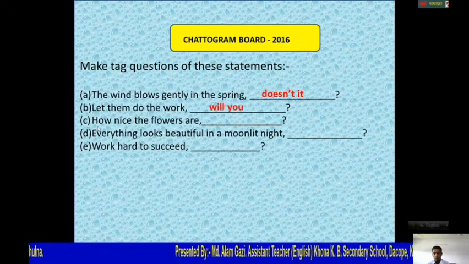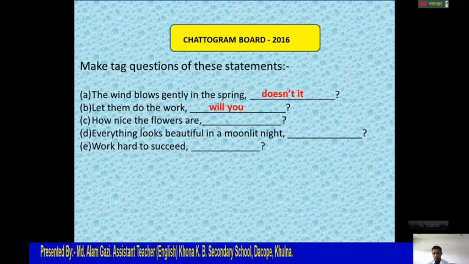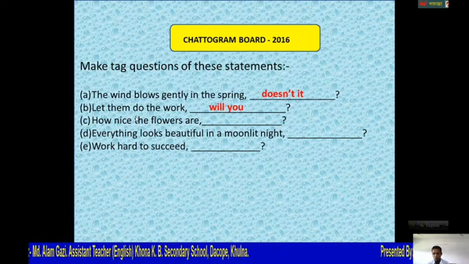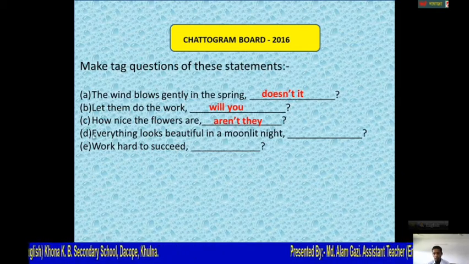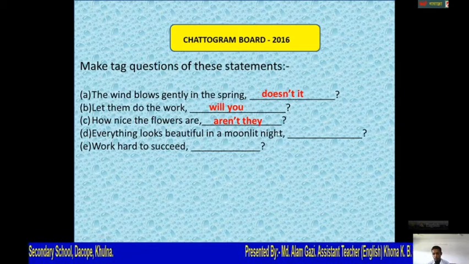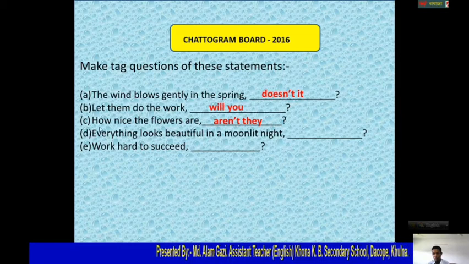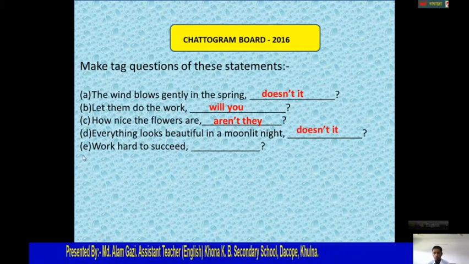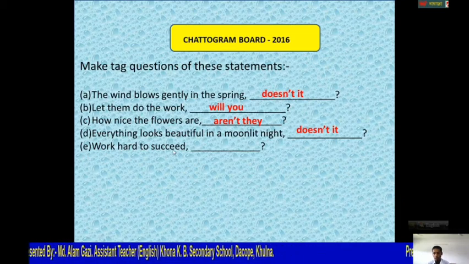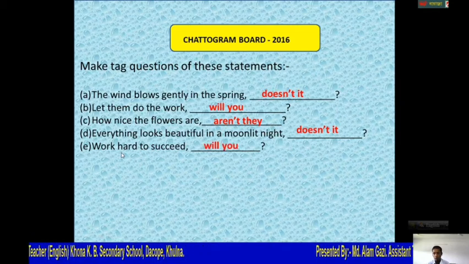Question C. How nice the flowers are. In this sentence, we see an auxiliary verb are and the subject the flowers is plural. So, tag question will be aren't they. Question D. Everything looks beautiful in a moonlit night. In this sentence, everything is used as subject and it is present indefinite tense. So, tag question will be doesn't it. Question E. Work hard to succeed. It is an imperative sentence. So, tag question will be will you.